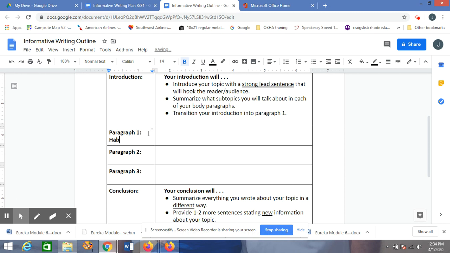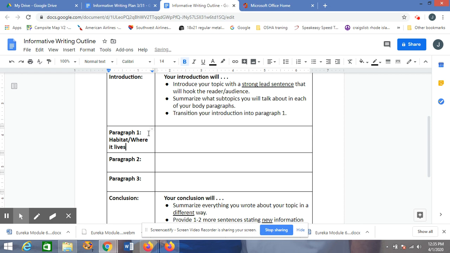So I'm going to put habitat. If you don't know what habitat means, that's more of a scientific word for where animals live. Habitat, or where it lives. So all my information in paragraph 1 is going to relate to habitat and where it lives. Now, I think I can write a big full paragraph about that.